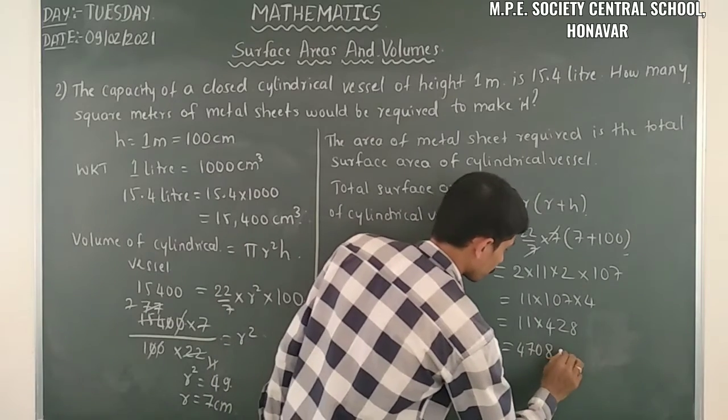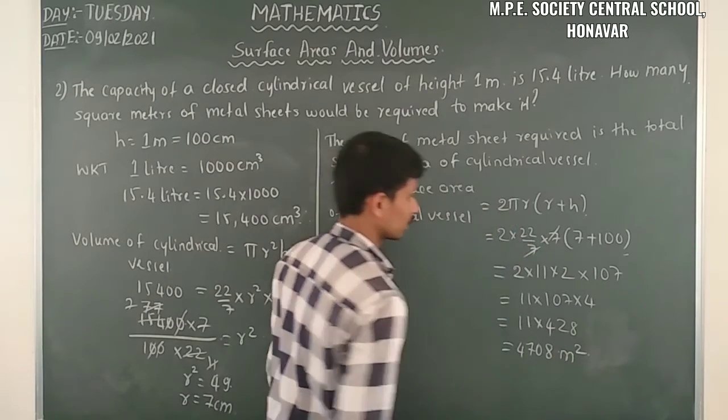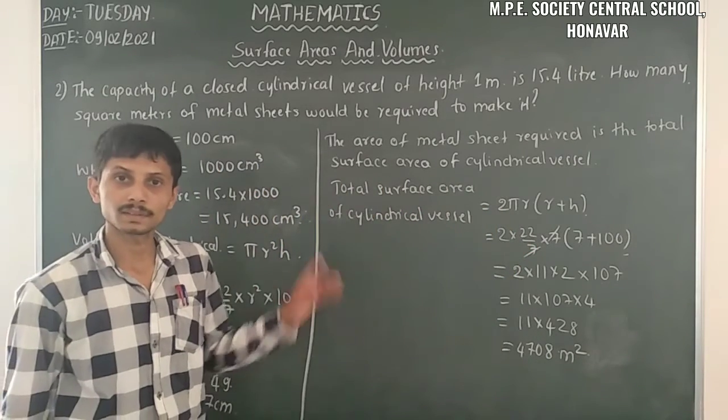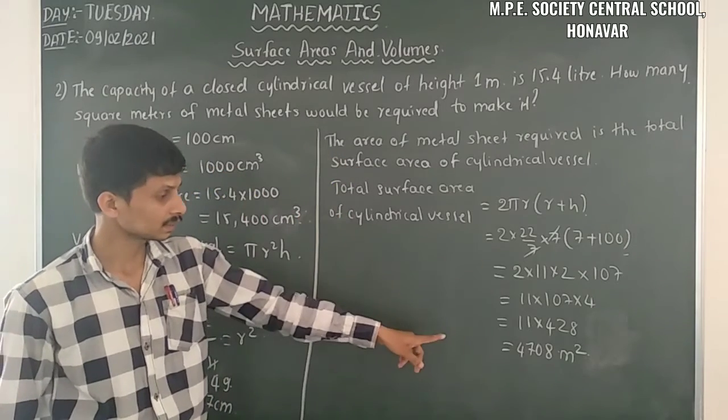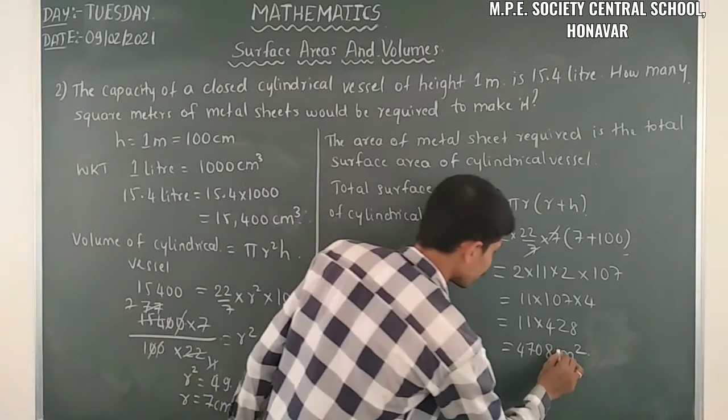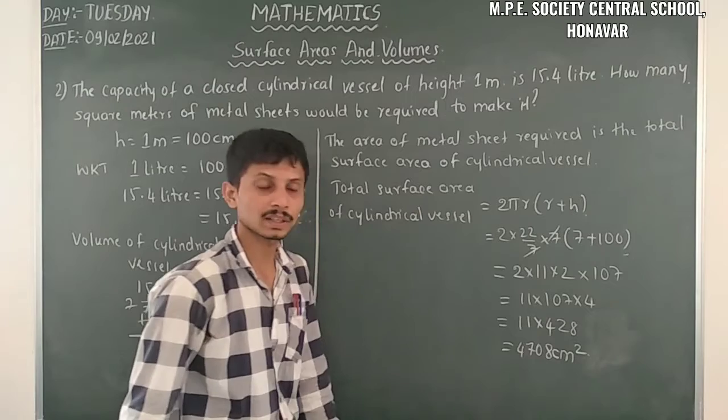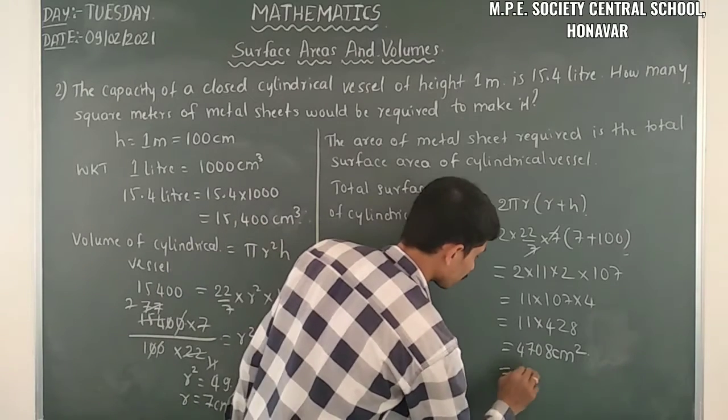4,708 meters square of metal sheet is required to cover it. That is 4,708 centimeters square. Actually, it is centimeter square. So we can convert it in meter also.